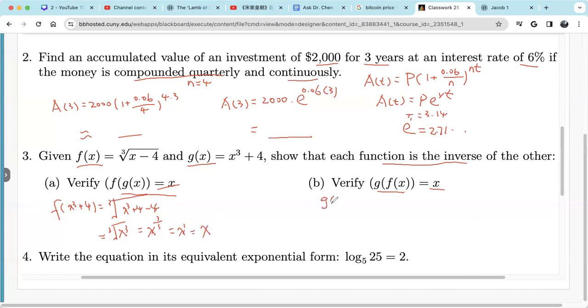The other one is a similar thing. So g takes f. Well, f is defined as the cubic root of x minus 4. How is g defined? g says raise the input to the power 3. So the input is the cubic root of x minus 4. Raise this to the power 3, then add 4 to it. So raise this to the power 3, 3 over 3 becomes 1. So that cancels the index. We have x minus 4 and then plus 4. Minus 4 plus 4 is 0. So we also get x. Okay. So yes, indeed, f and g are inverse functions of each other.